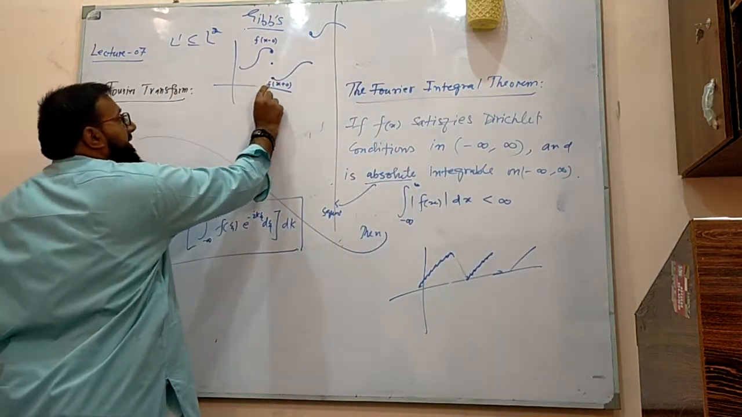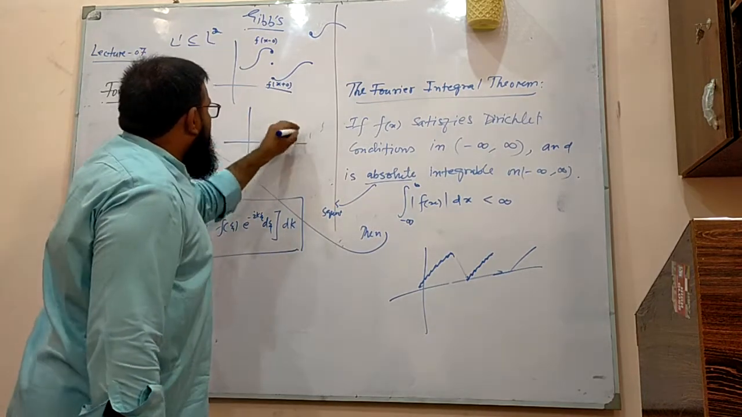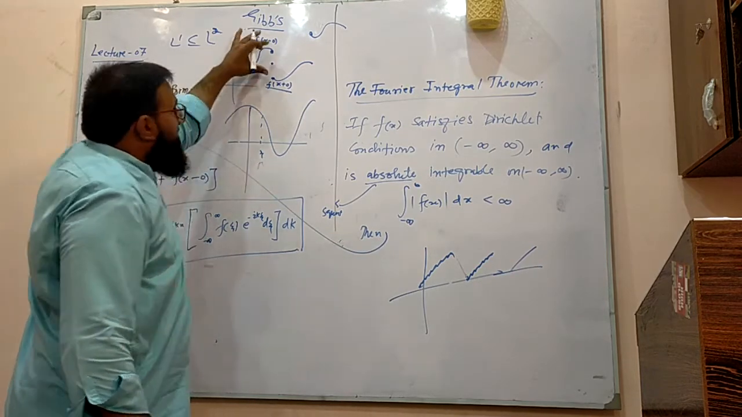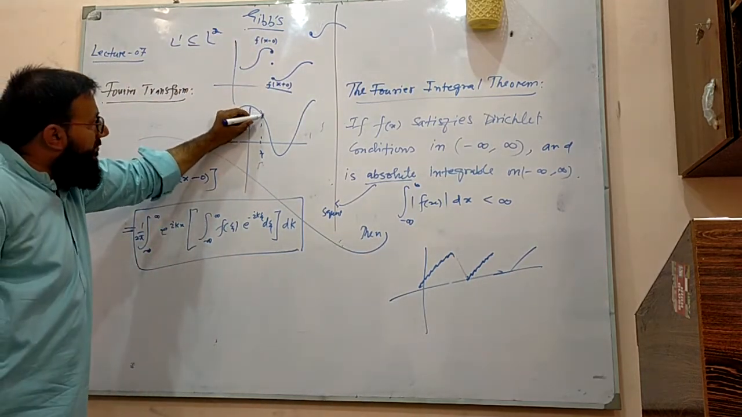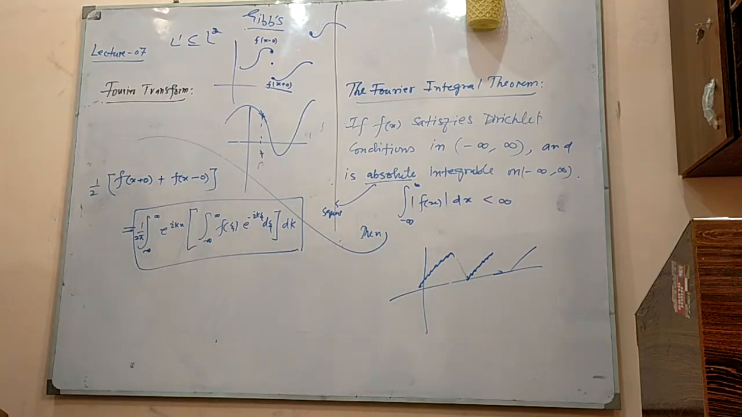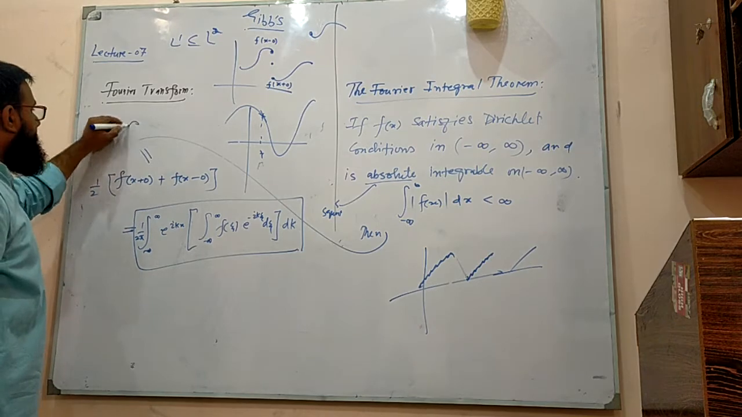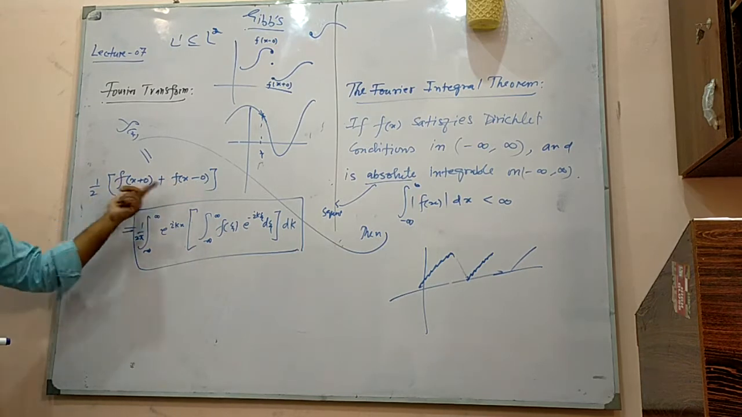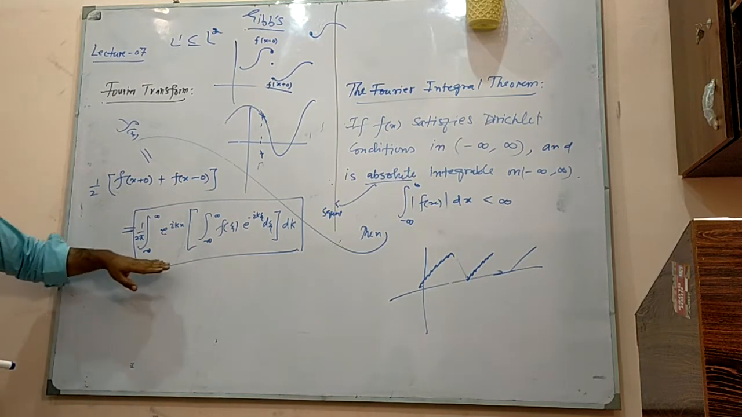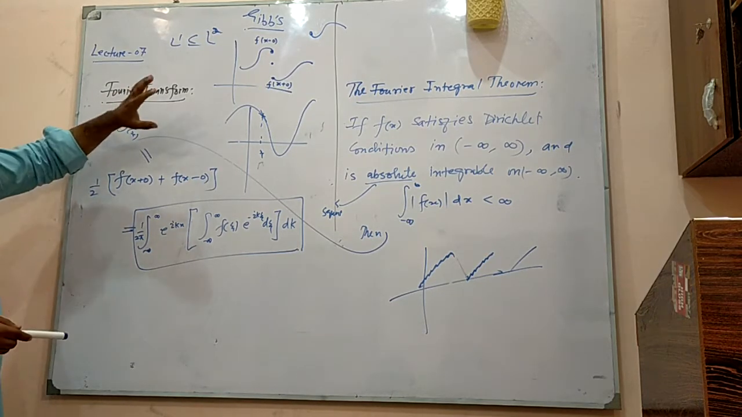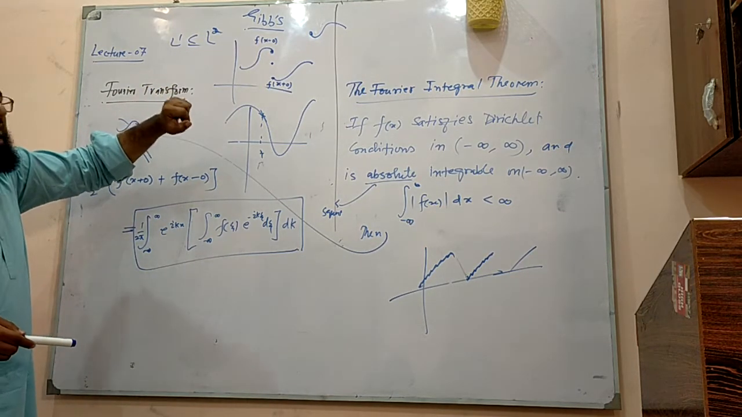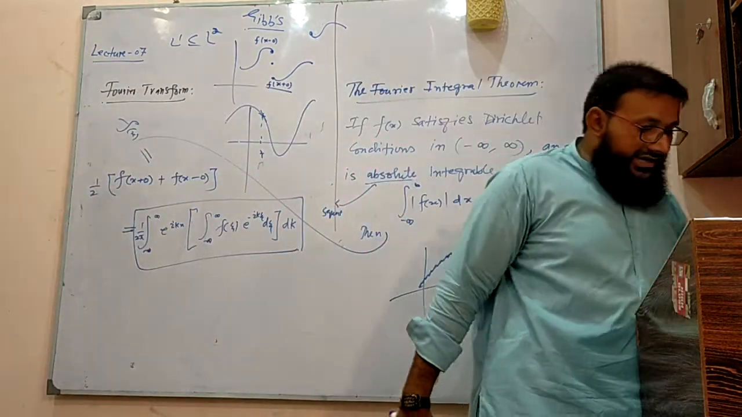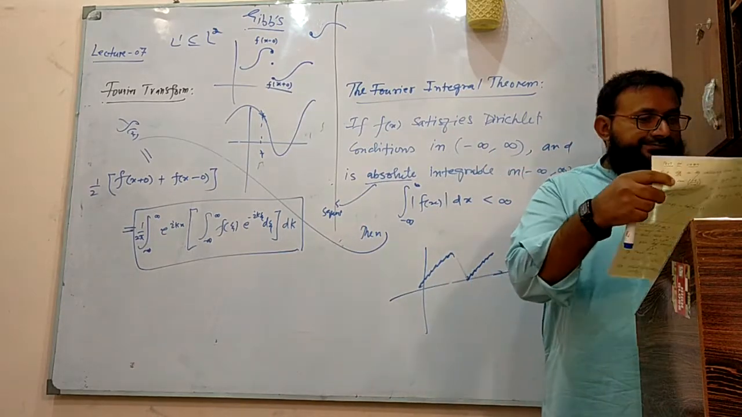Now at this x, let's say the function is continuous, it is not discontinuous. Then what is the left limit and what is the right limit? Same. Then this thing will be equal to f of x. You know very well, this is 2f of x divided by 2, f of x. So this integral representation is exactly f of x if there is no Gibbs phenomenon, and if there is Gibbs phenomenon, then this is the average. This is what we call the Fourier integral theorem.